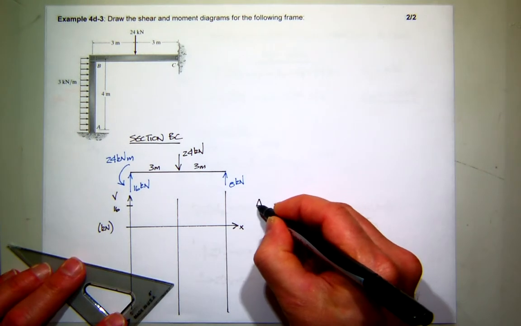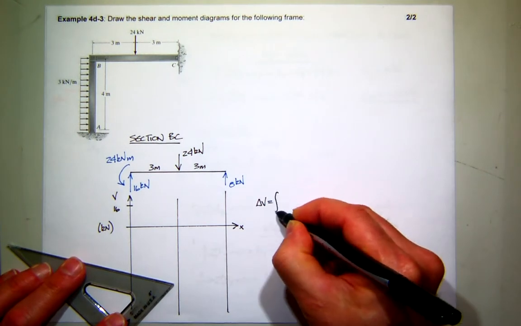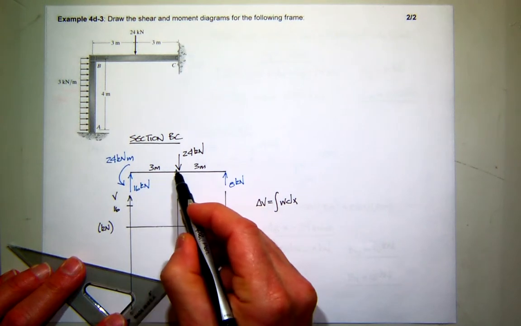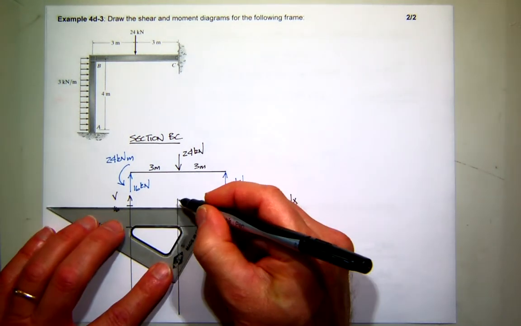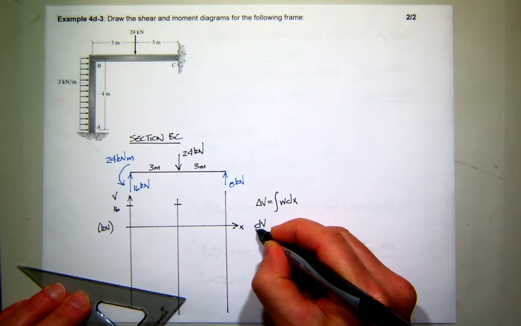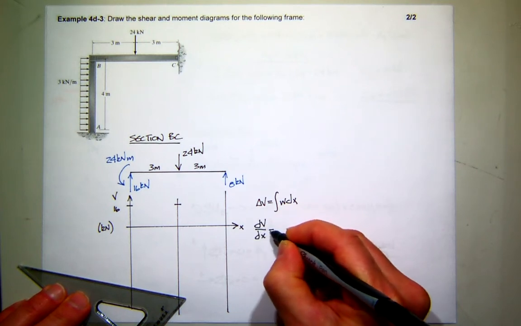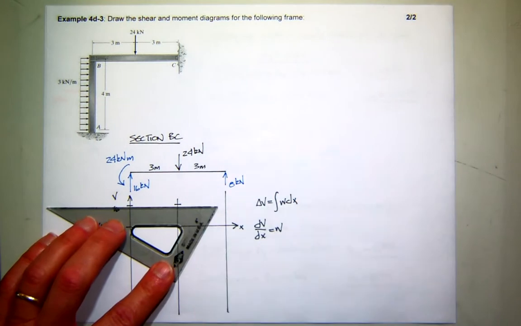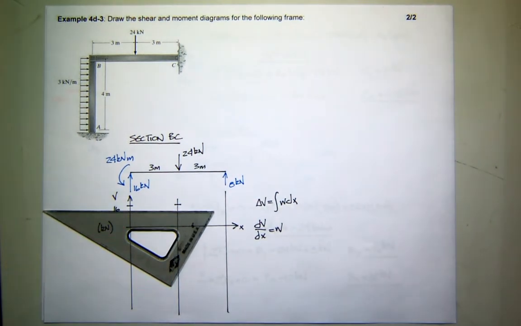Remember that the change in shear is the area under the load curve. And you'll see there is no load curve, so there should be no change in shear, so I should stay at 16. Also, the slope of the shear diagram is equal to the load, and the load is zero, so I have zero slope.